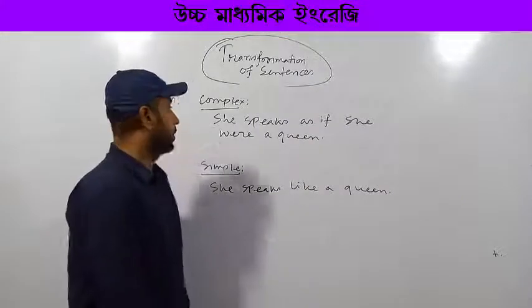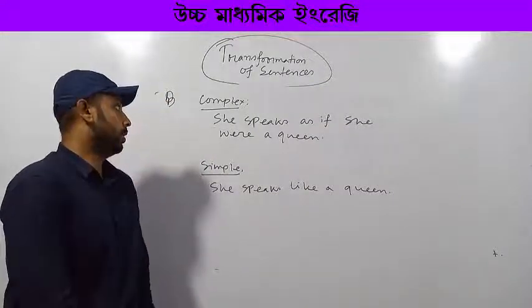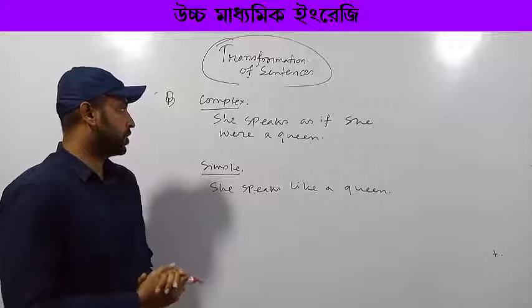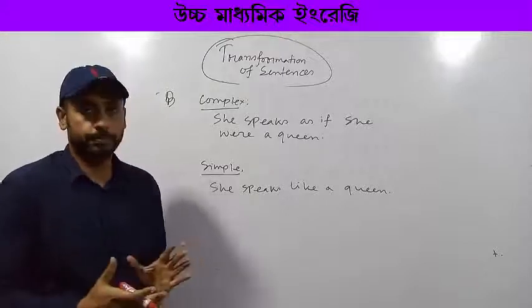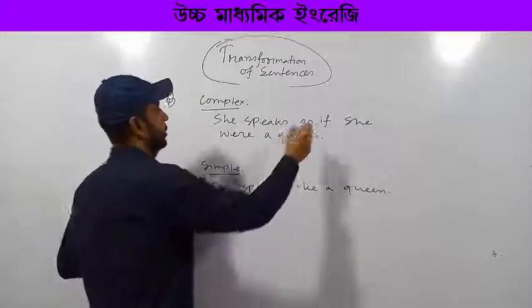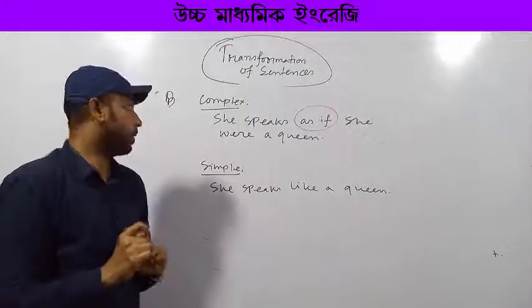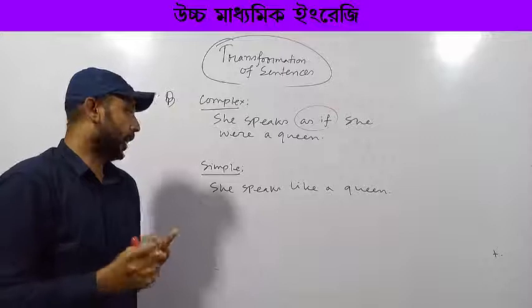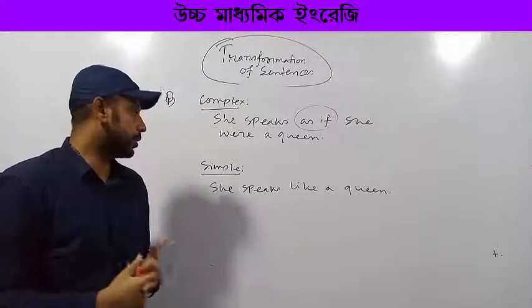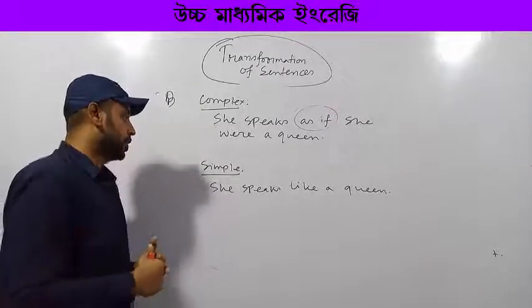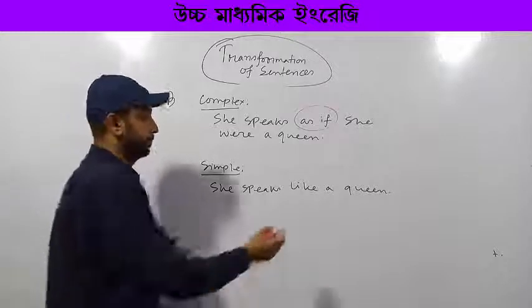So for this example, we can see that the first one is a complex sentence. She speaks as if she were a queen. There is an indication of a complex sentence, that is as if. And if we find as if in a complex sentence, we have to use like in a simple sentence to convert it into a simple sentence. She speaks like a queen.